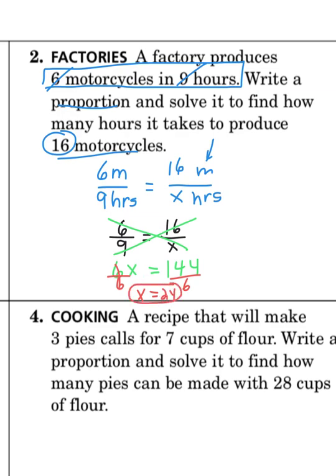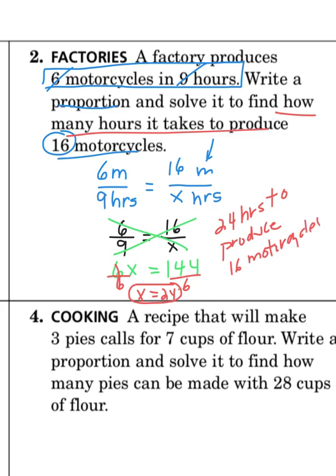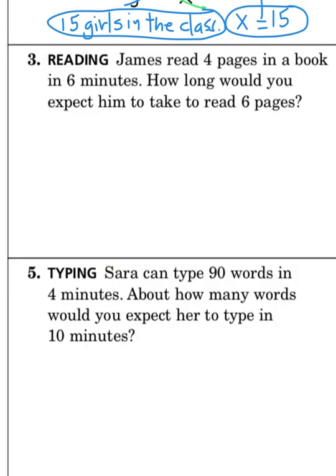Okay, so there's my answer with numbers, but now I have to put it with words. 24 what? It says, well, write a proportion itself. How many hours it takes to produce 16 motorcycles? So it will take 24 hours to produce 16 motorcycles. Okay. Final answer in a little complete sentence there. Very good. Okay, here we go.